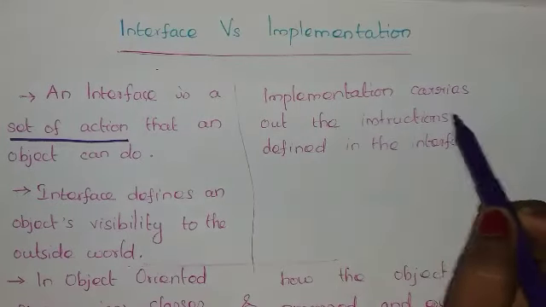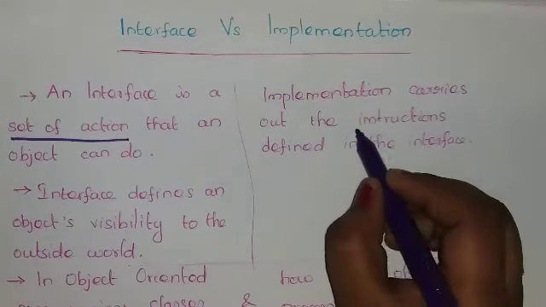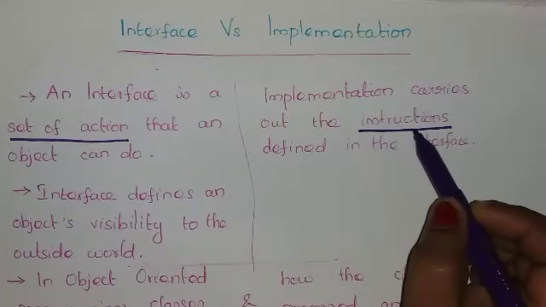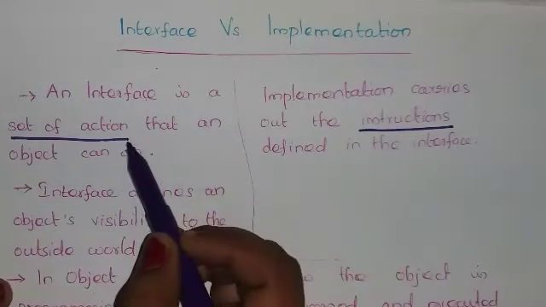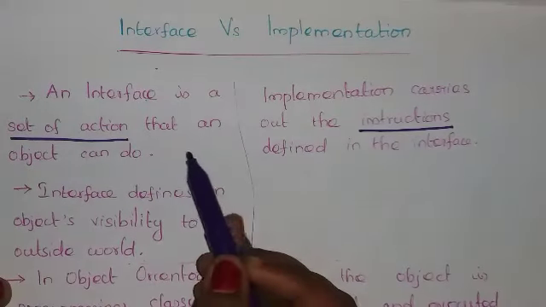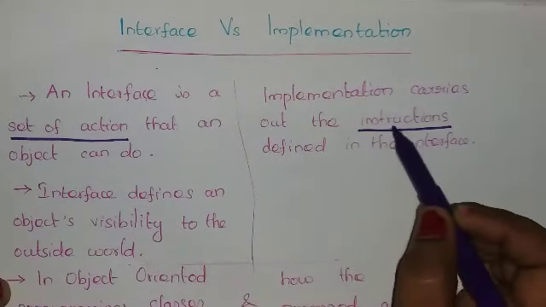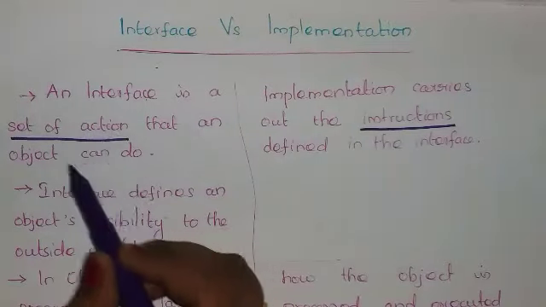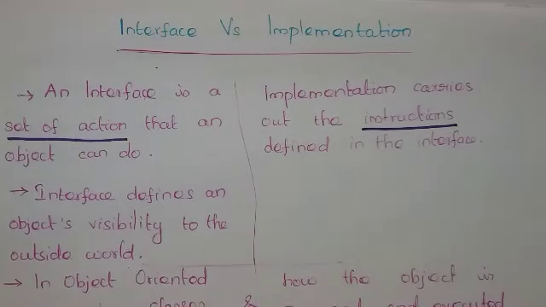Implementation carries out the instructions defined in the interface. Instructions means the operations declared in the interface. Here, the interface defines what an object can do, but it does not actually do it. Interface can't do anything. Actually, the implementation is doing all the things, but we cannot see it. We can see the object, but we cannot see the implementation and operations behind the object.